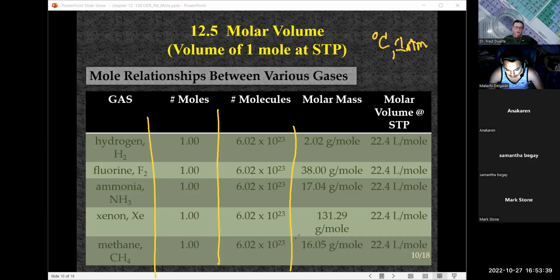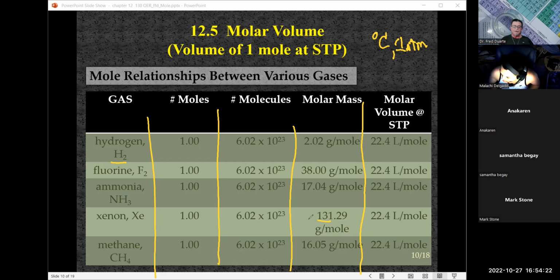Well, the number of molecules in 1 mole is Avogadro's number, 6.02 times 10 to the 23rd. The molar mass obviously is going to be different, okay? Because hydrogen is a much smaller atom than fluorine, and so on and so forth. The molar mass is the sum of the atoms for that formula. So for hydrogen, there are 2 hydrogens, for a total molar mass of 2.02 grams per mole. Xenon, the biggest one here, has 131.29 grams per mole.